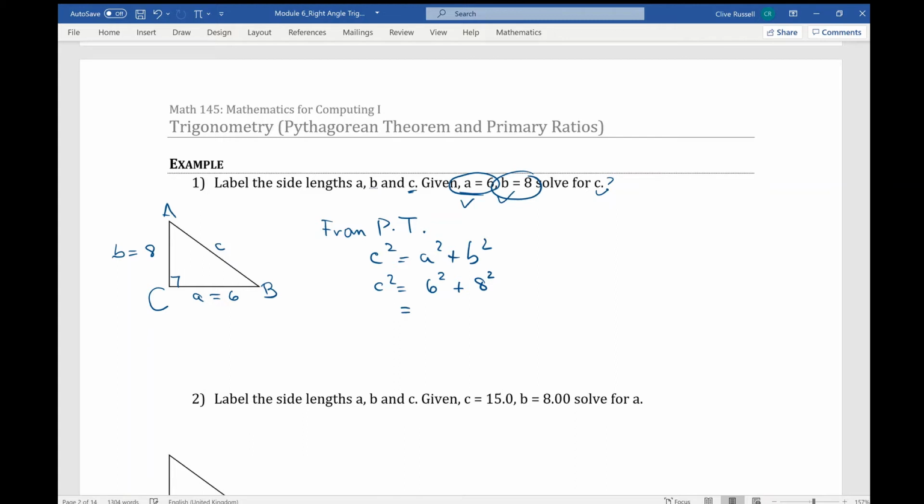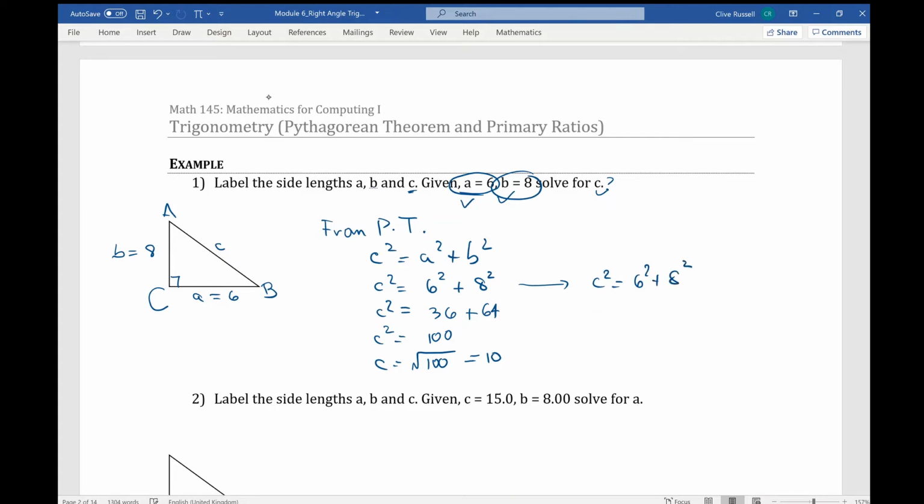Now, if you wanted, you could say, well then, 6 squared is 36, 8 squared is 64, that's c squared. Then you add them together, you get 100, and then that's c squared. So to get c, you have to take the root of 100, which is 10. Okay?